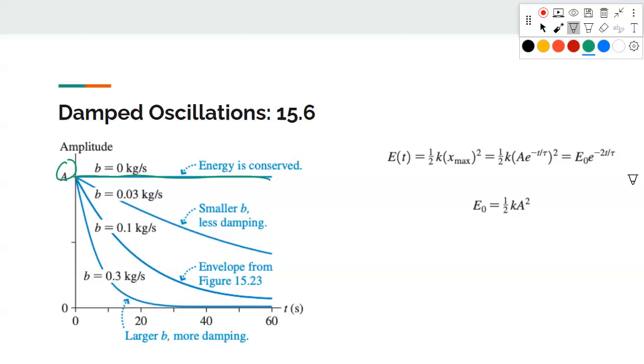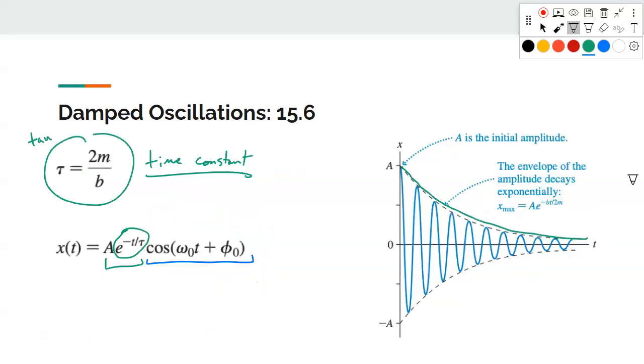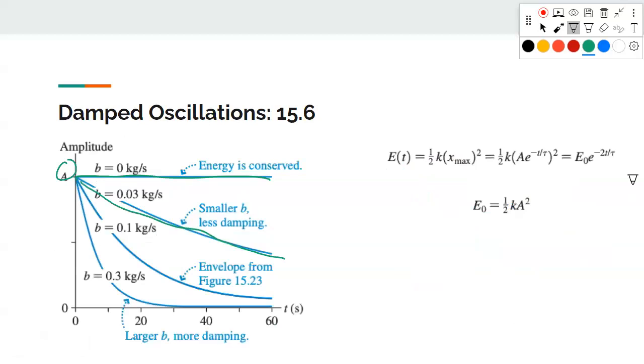If you have a small b, then your amplitude will slowly decrease. So these are the envelopes. These are this green curve, basically, just plotted on their own. And as the b gets bigger and bigger, you get a faster and faster reduction in amplitude and therefore a faster reduction in energy. You're turning that energy into heat, which is what friction does.